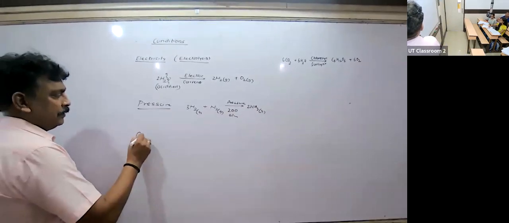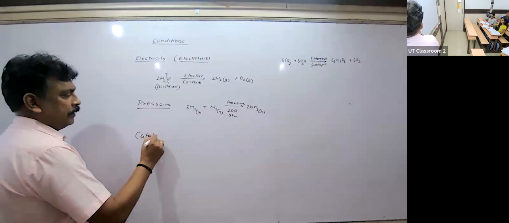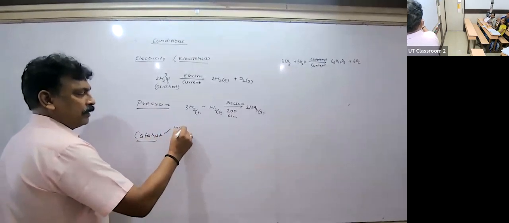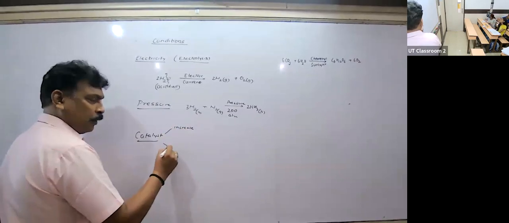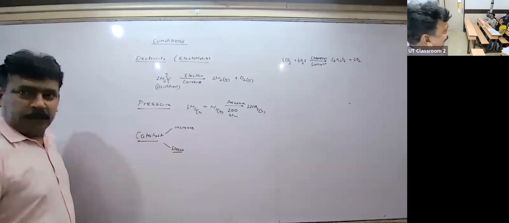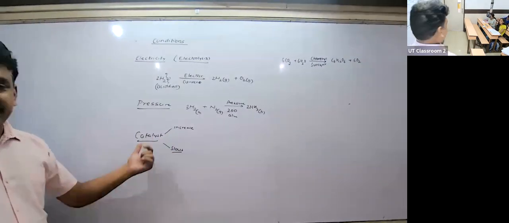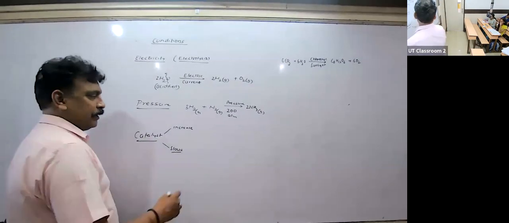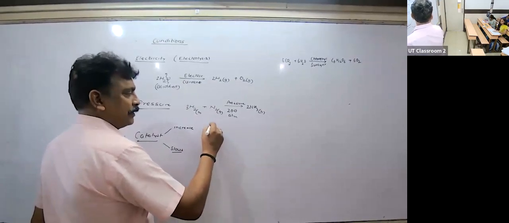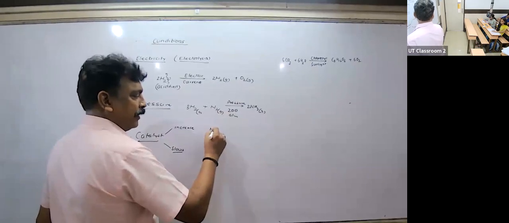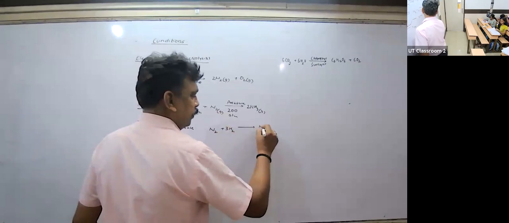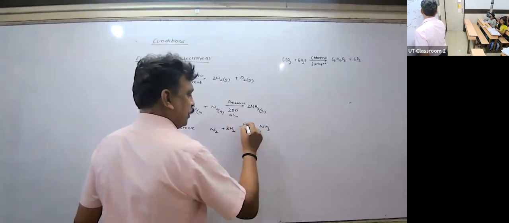Catalyst. What is a catalyst? A catalyst is a substance which increases the speed of a reaction, or sometimes if you want the reaction to slow down, then it also slows the reaction down. It accelerates as well as decreases the speed of a reaction. So for example, nitrogen plus hydrogen giving you what? Ammonia. And what is the catalyst over here? Iron as a catalyst.